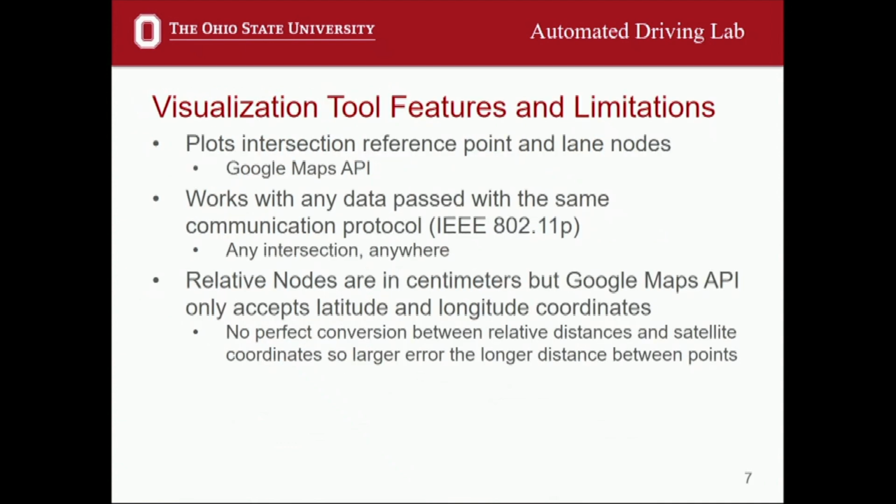And so this tool that we made focuses primarily on that map data, and it integrates it with a Google Maps API to plot the central reference point and the relative points over top a satellite image of the intersection. So this works with any data passed with the same communication protocol. So this is the DSRC IEEE protocol. So if the data uses that protocol, my tool can be used at any intersection and anywhere in the US.